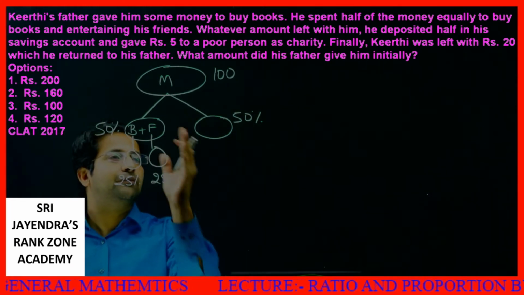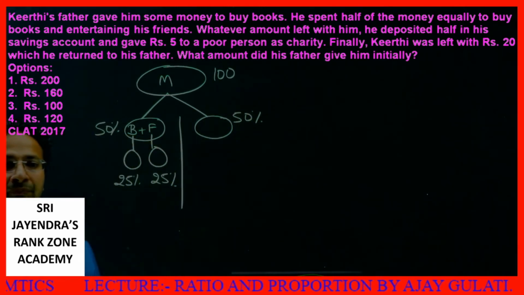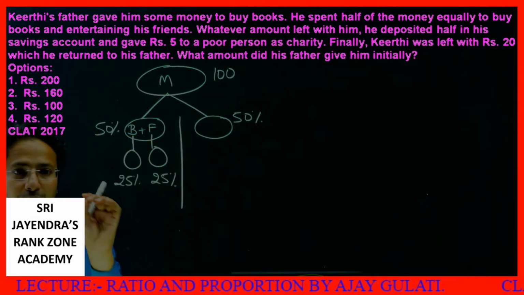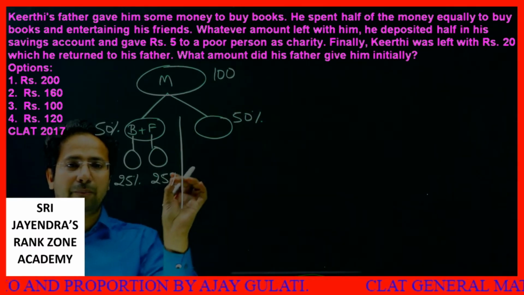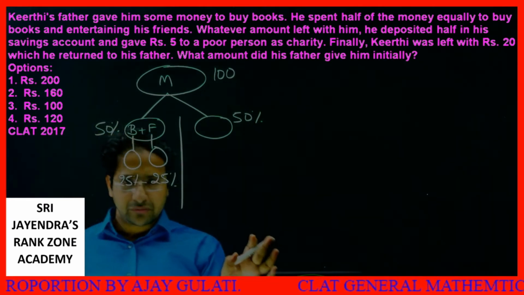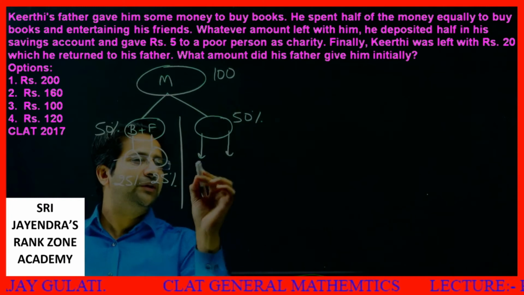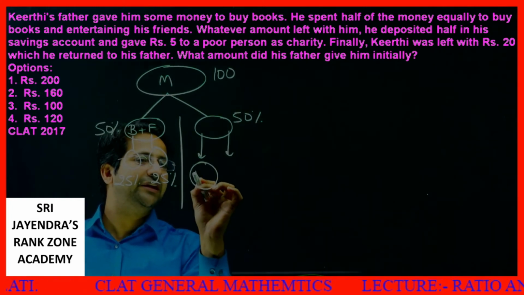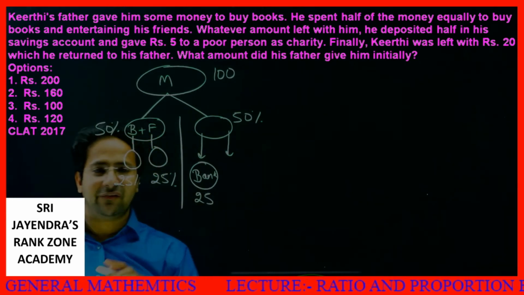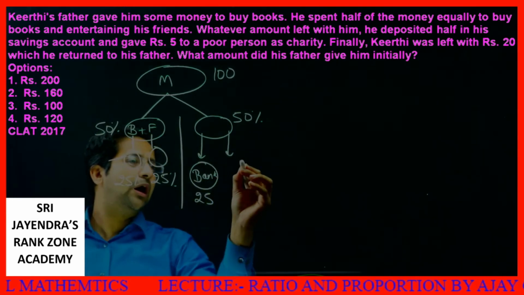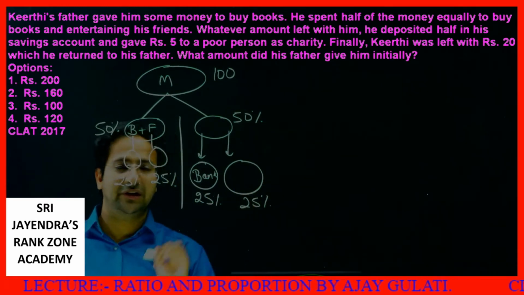Whatever amount is left with him is this 50% amount. He deposited half in his savings bank account and gave rupees 5 to a poor person as charity. See, out of this money, what did he do? 25% he gave to the bank. Now how much is remaining? This remaining portion is also 25%.